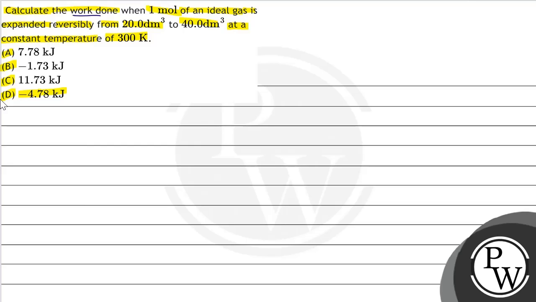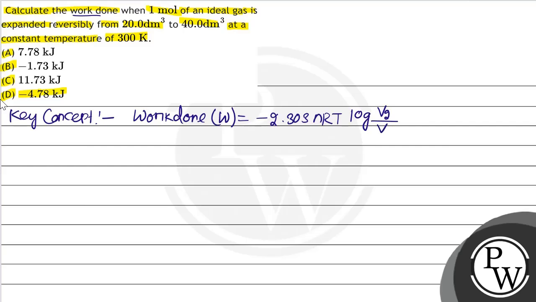This question is basically from the topic thermodynamics and thermochemistry. So the key concept here is a formula, that is, work done, which we can denote as W, is equal to minus 2.303 nRT log V2 by V1. Here n is the number of moles, R is the universal gas constant, T is the temperature, V2 is the final volume and V1 is the initial volume.